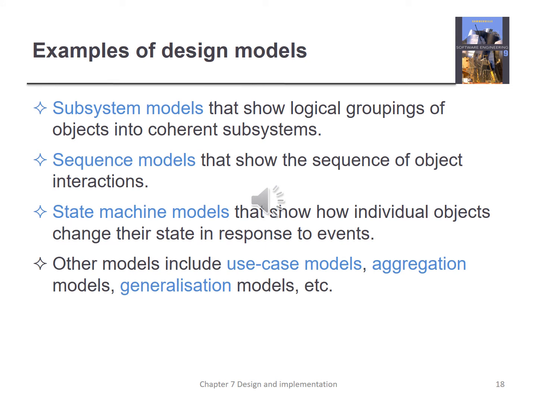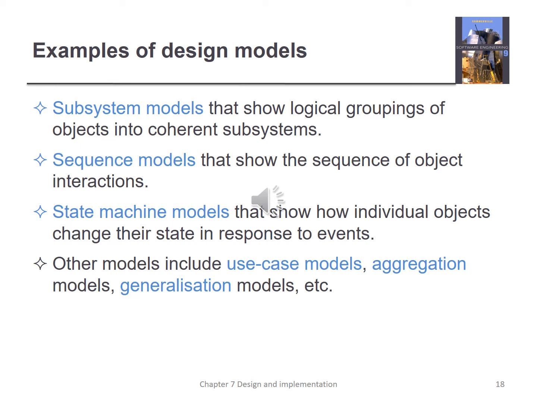Well, here we give you some examples of the design models, what kind of models we are going to build, which is the same as I put in the project description video and the ones we covered in the previous chapters. The subsystem model shows the logical grouping of objects into coherent subsystems, as we did just a few slides ago for the weather station. The sequence model, which is an interface thing, shows the sequence of object interactions, the relation between this object and that object, and what kind of input and what the output is, etc.